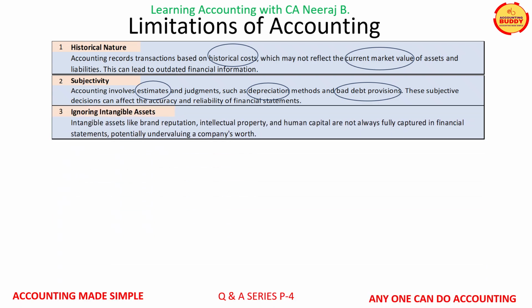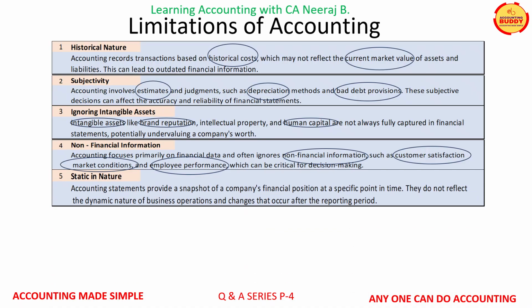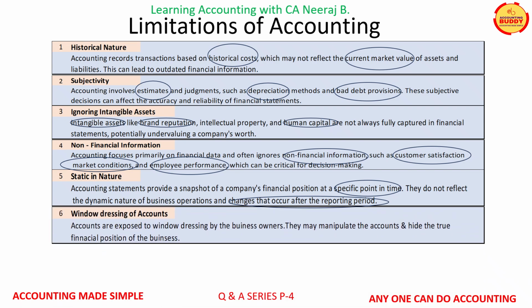Third, ignoring intangible assets. Assets which do not have physical existence but are vital for the existence of the business are not captured in accounting. Fourth, non-financial information. Non-financial data which is critical for business decision making has no place in accounting. Fifth, static in nature. Financial statements provide information at a point of time and changes occur after the reporting period are not captured.